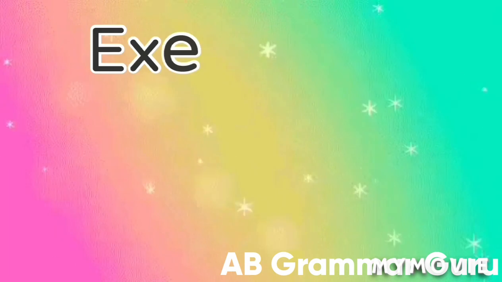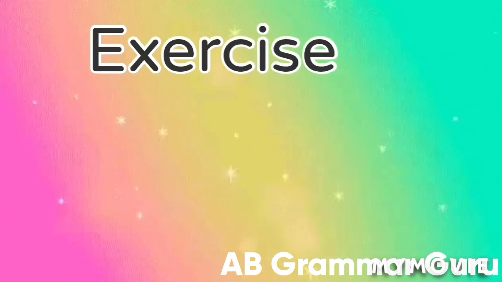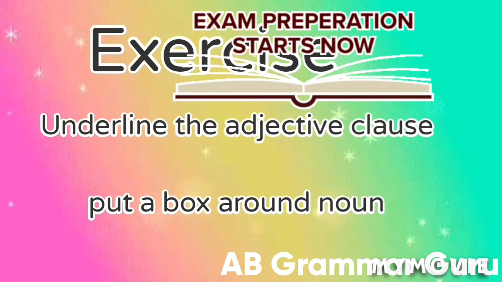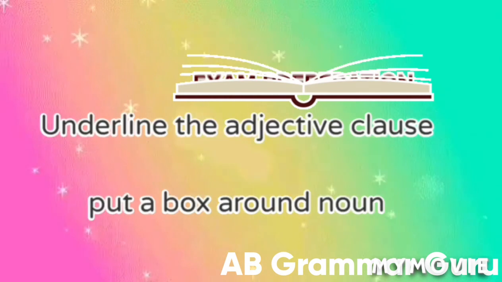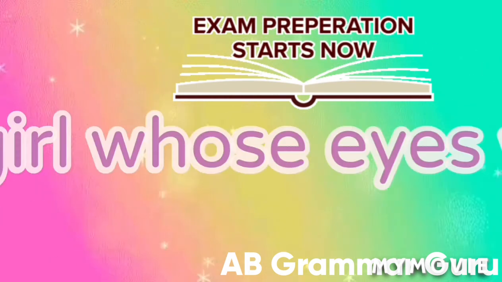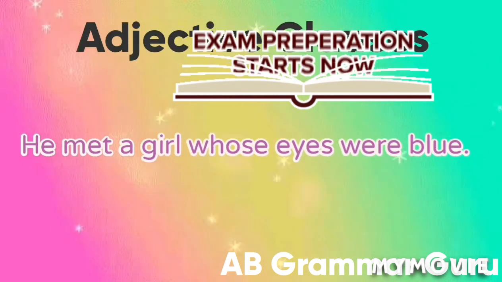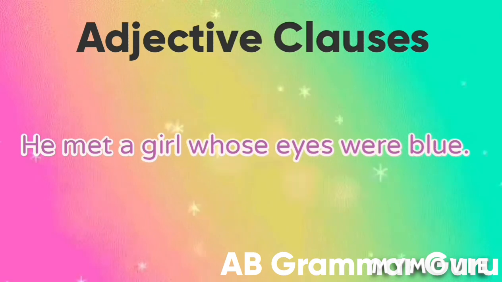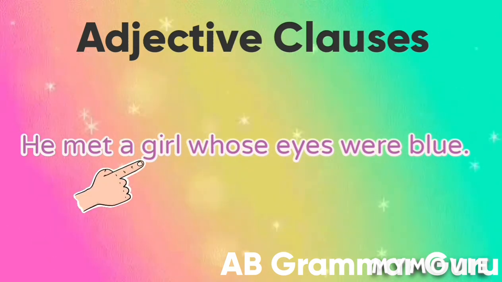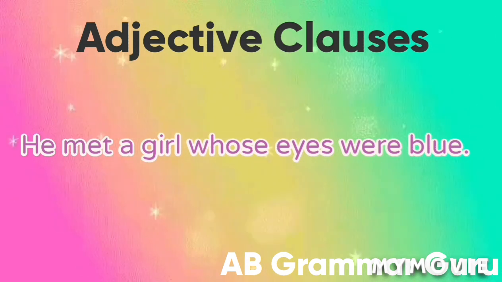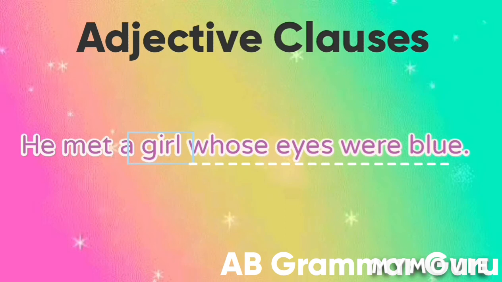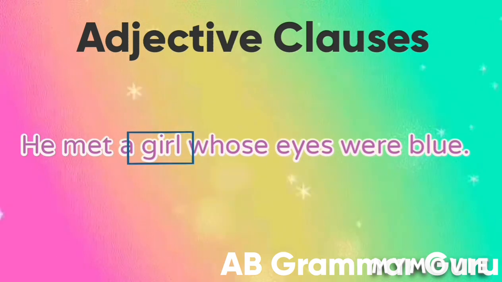So here is the exercise. We shall underline the clause first and then put a box around the noun. The first one, he met a girl whose eyes were blue. So you can see whose eyes were blue. And whose eyes were blue? Girl, right? So we shall put this word girl inside the box and underline the sentence whose eyes were blue.